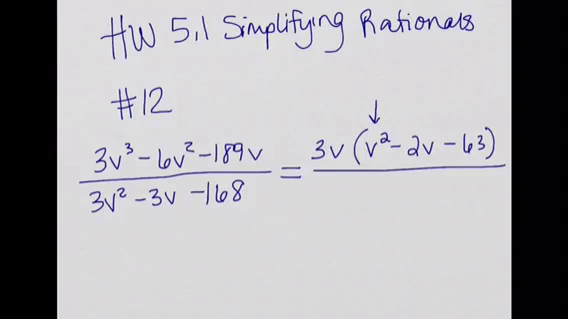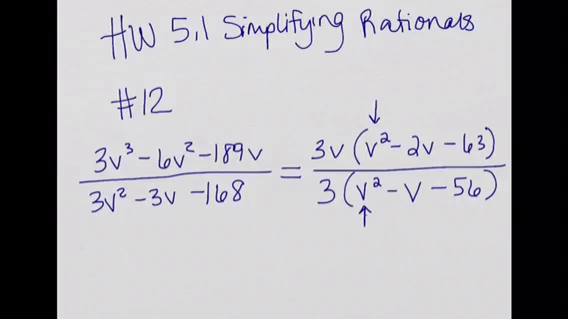But let's look at the denominator here. Let's see what I can do with him first. It looks like they're also going to have a 3 in common, but not the v, and it will leave me with v squared minus 1v minus 56. Okay, and again, I have a quadratic here, so I'm going to have to factor that. So let me go ahead and factor these.